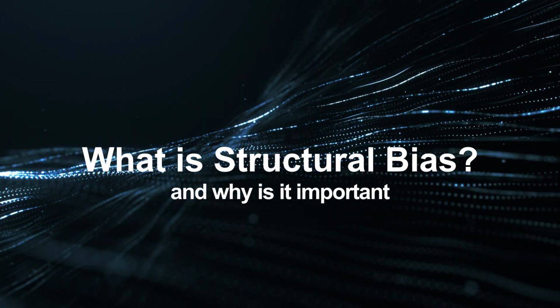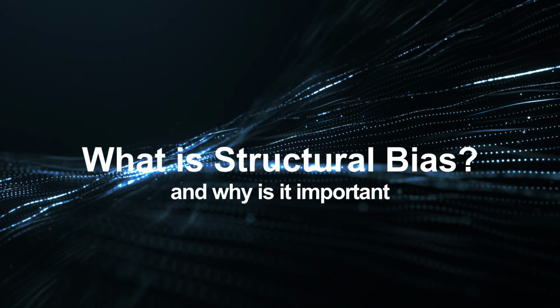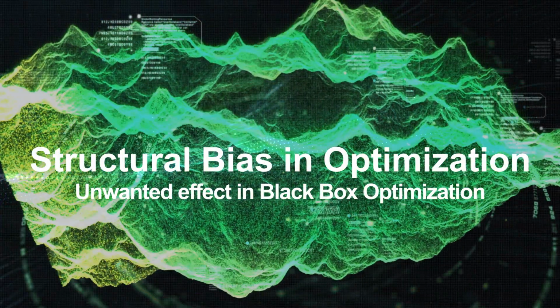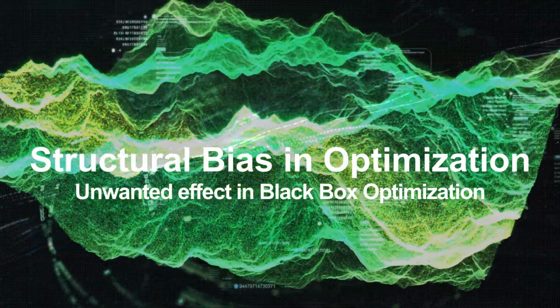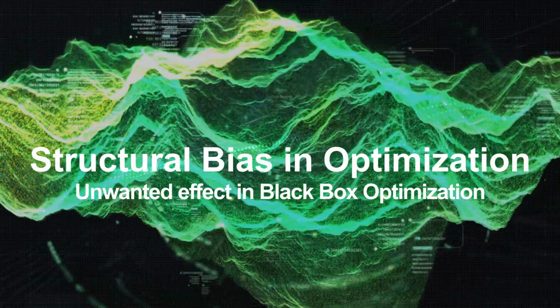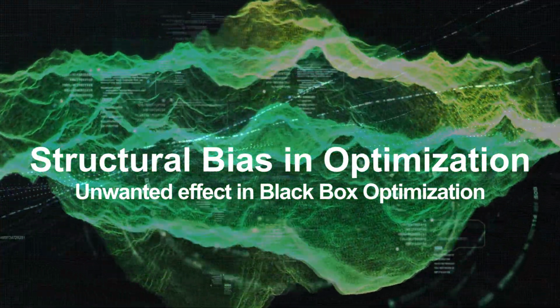Structural bias, or SB, is when an optimization algorithm is biased to certain parts of the search space due to its mechanisms or hyperparameters. This is unwanted behavior in black box optimization, as the location of the optimum can be anywhere in the search space, and therefore an optimization algorithm should only be steered depending on the function it optimizes and not by the algorithm design.